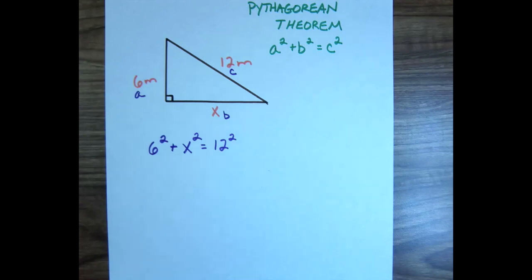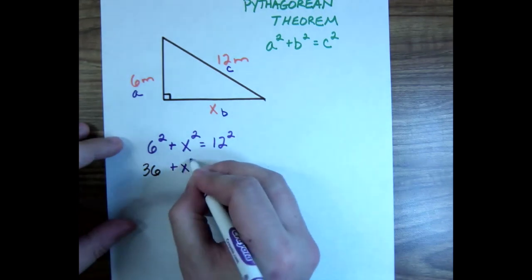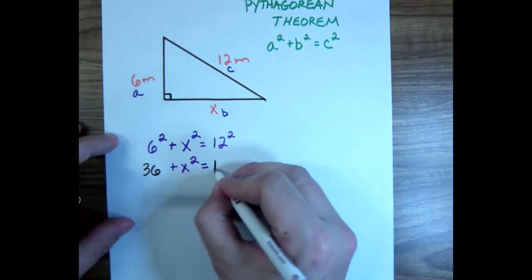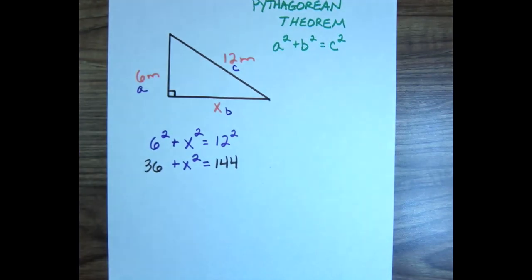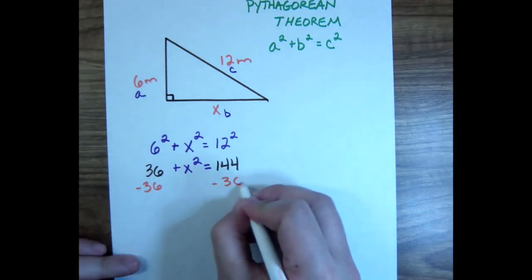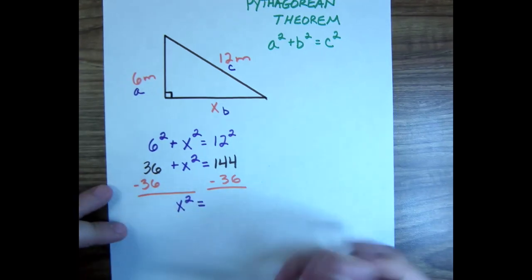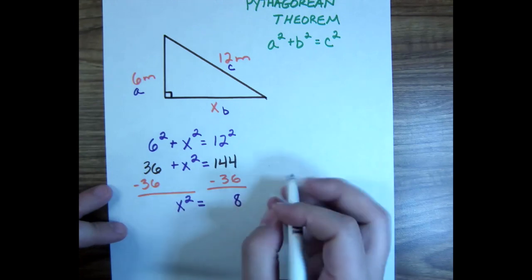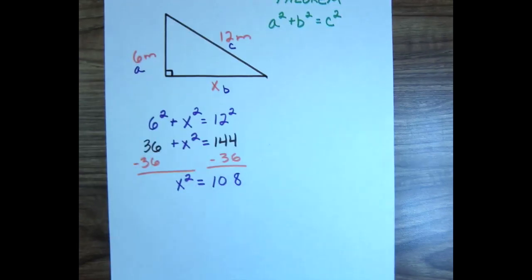What do we know how to do? Yeah, I guess we know how to find the numbers, right? 6 squared is 36. And 12 squared is 144. Yeah, we can subtract 36 on both sides. That seems like a really good idea. So 144 minus 36 is going to be 108.